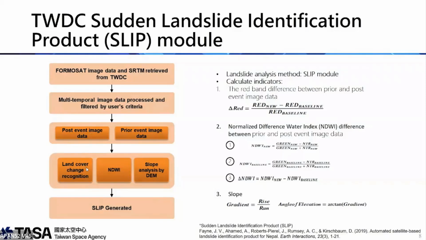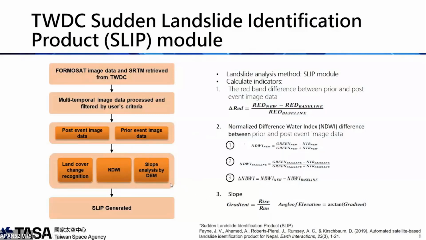The first one is the land coverage change recognition. We use the red band of the prior and post event image data to calculate the difference between them. The second condition is the NDVI difference. First, we calculate the NDVI for the prior and post-event image data, and then compute the difference between them.